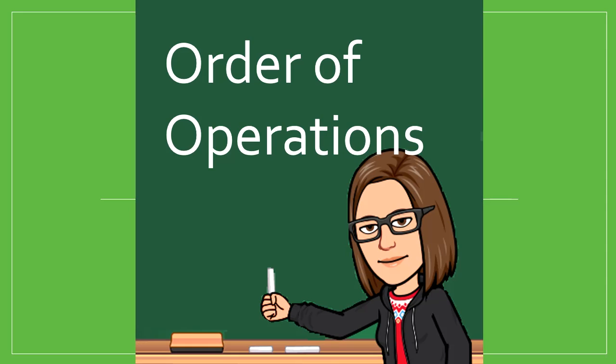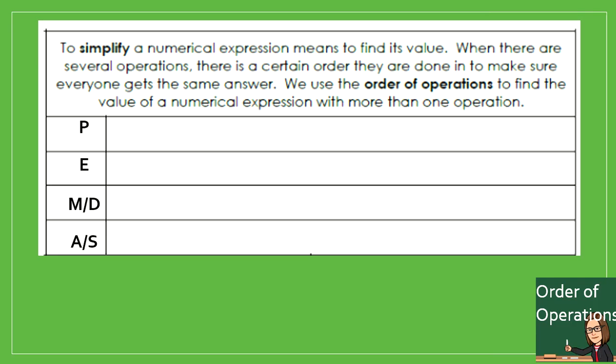So you may have heard of order of operations before, but when you need to simplify a numerical expression, a numerical expression would be something with numbers, it means to find its value. When there are several operations, there's a certain order they are done in to make sure everyone gets the same answer. Because if you didn't do it in the order of operations, you get a different one. We use the order of operations to find the value of a numerical expression with more than one operation.